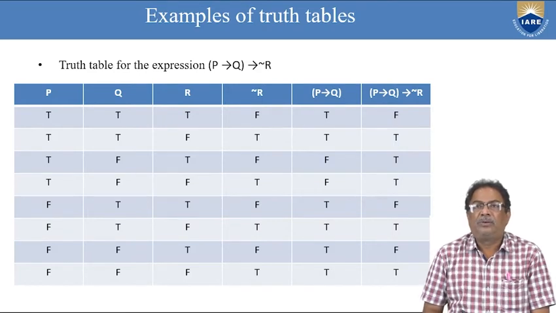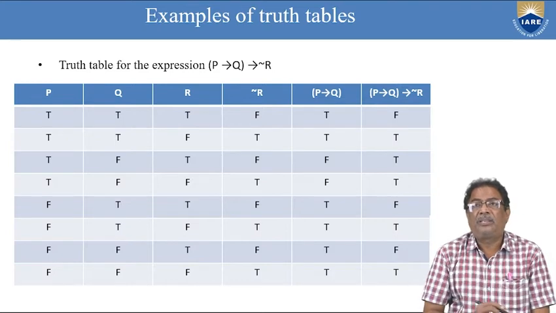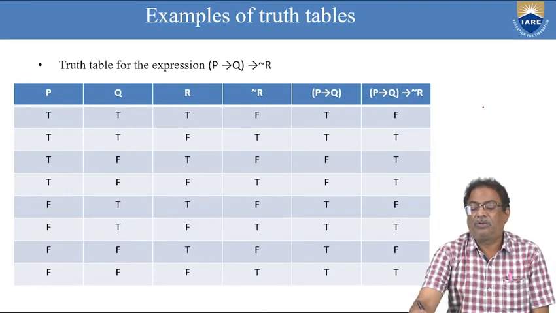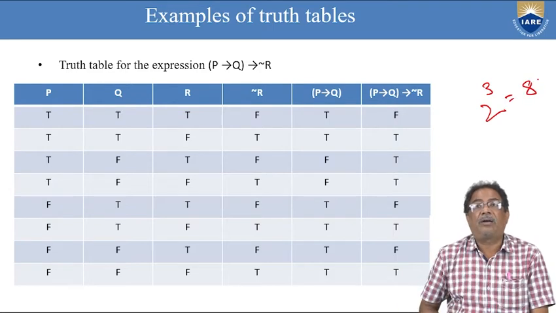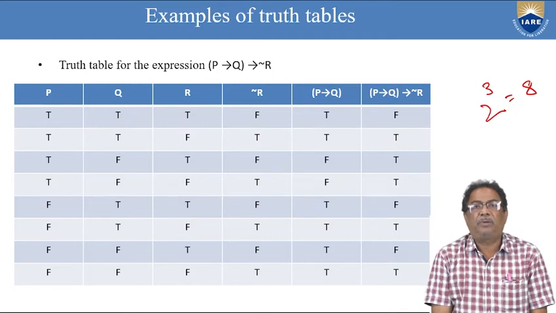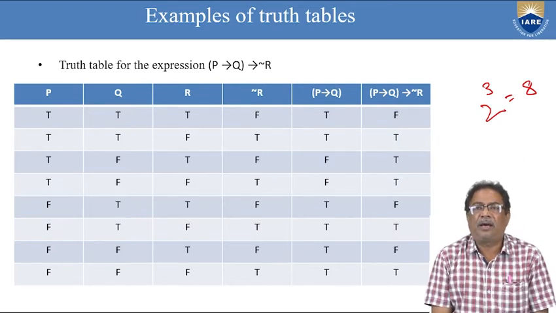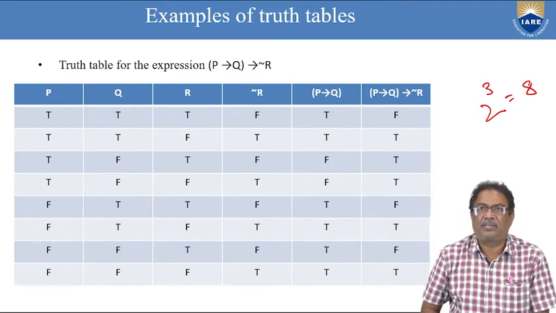So here we first denote that there are 3 propositions, so we are going to get 2 power 3, that is 8 combinations. For the first proposition P, I am taking the first 4 values as true, and the remaining 4 are false. Like that, for the proposition Q, 2 true, 2 false, alternatively, and R is true, false alternatively.